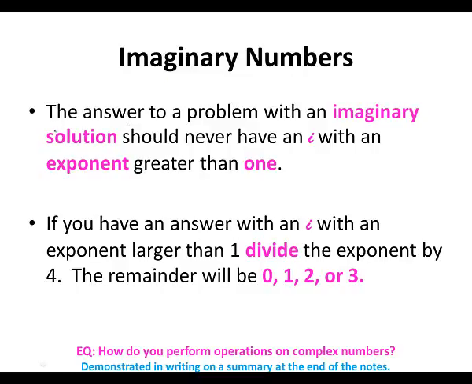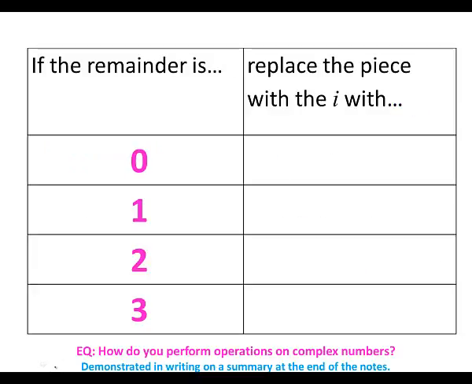All right. So imaginary numbers: the answer to a problem with an imaginary solution should never have an I with an exponent greater than 1. Okay? If you have an answer with an I with an exponent larger than 1, divide the exponent by 4. The remainder will be 0, 1, 2, or 3. Okay, so this is how we're going to deal with this when it cycles, and maybe it's up at 50 or something like that, okay?